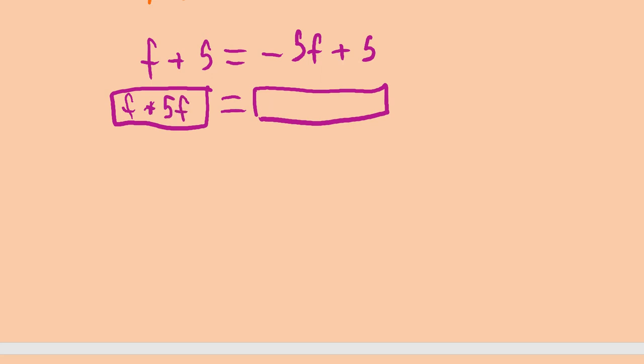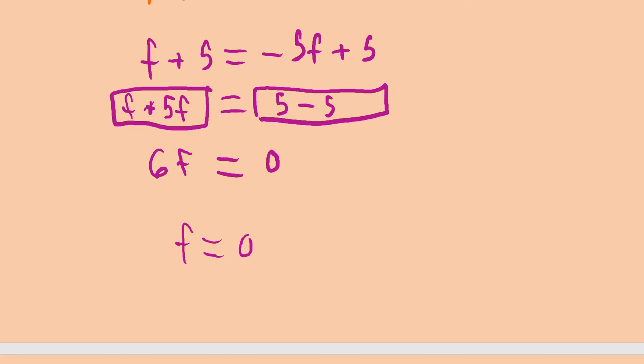And on the right-hand side, I have a 5. That's going to go right down in there. And the 5 that's on the left-hand side, when I change the side, I'm going to change the sign. So what we're left with is 6f equals 0. Which number multiplied by 6 gives you 0? Your answer here would be f equals 0.